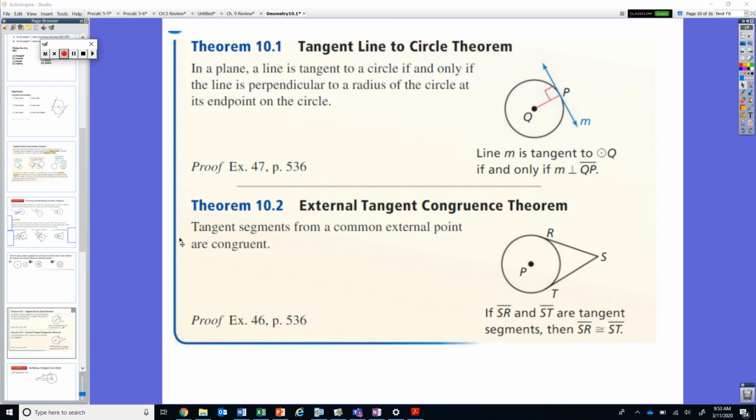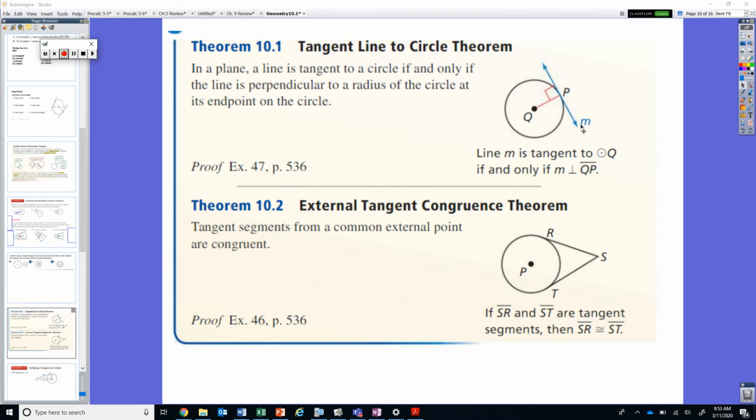In this video, our goal is to discuss the two theorems regarding tangents of a circle. We're going to now give the tangent line some characteristics. First and foremost, we're going to talk about the tangent line to a circle theorem. This is what allows us to understand that the radius and the tangent line are always going to be perpendicular.